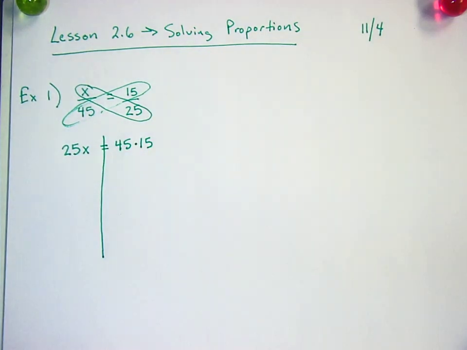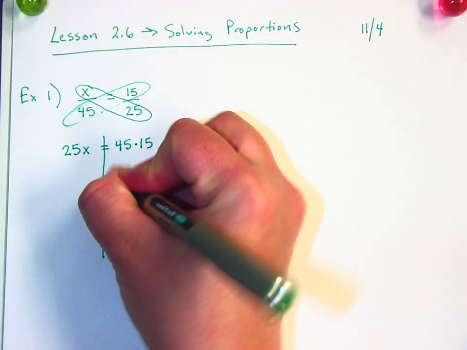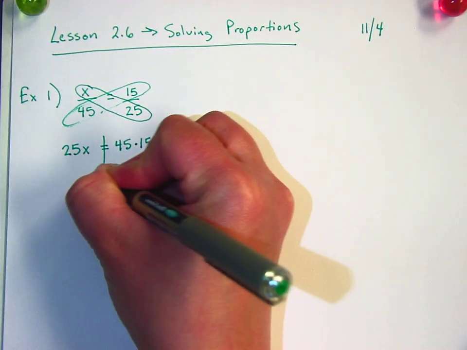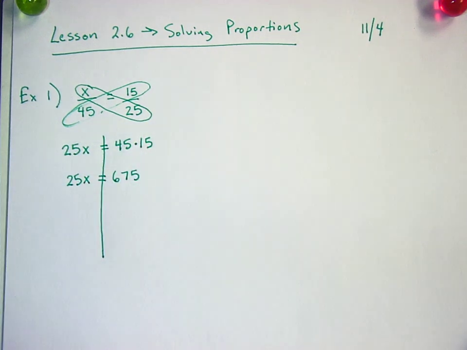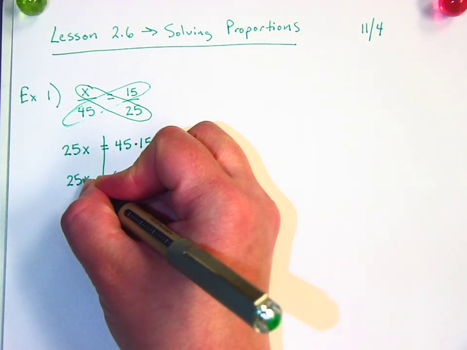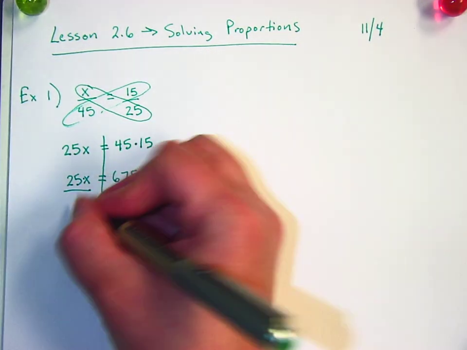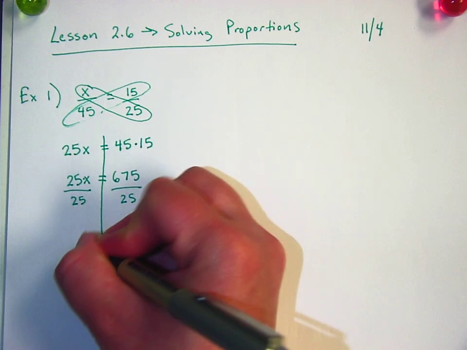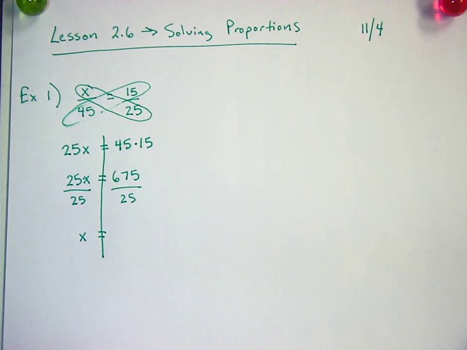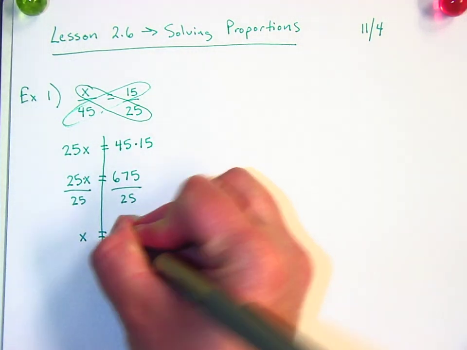So 45 times 15, according to my handy dandy calculator, is 675. So now I have 25x equals 675, and this is like 25 times x. So to get rid of that, I need to divide by 25 on both sides. So then I have x equals 675 divided by 25, which is 27.